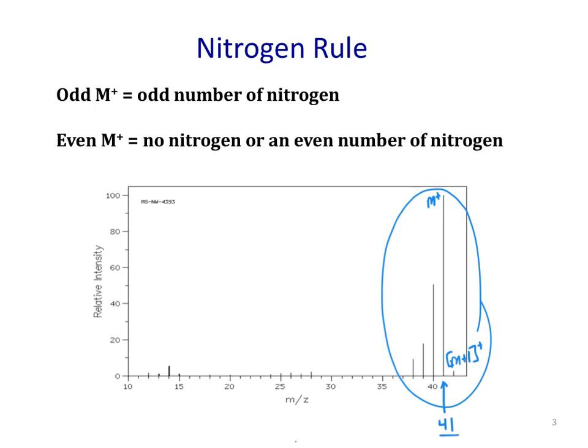So the data this particular mass spectrum gives us is that whatever our unknown is has a mass of 41 and has a nitrogen in it.